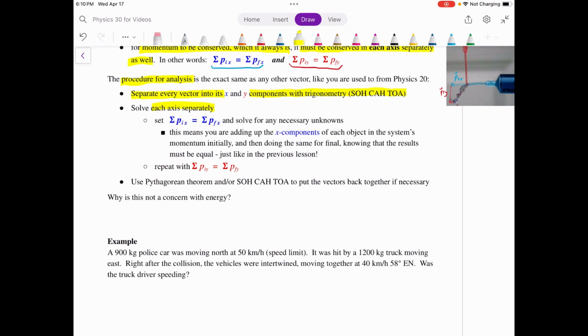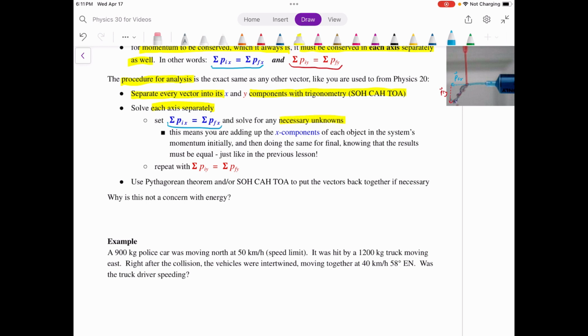So it's a lot like what we did in the last lesson. We're just going to do it twice, once for the x-axis, once for the y-axis. So that means we're going to say momentum is conserved. So total initial momentum in the x-axis equals total final momentum in the x-axis, right? And solve for anything we don't know in the x-axis based on that equation.